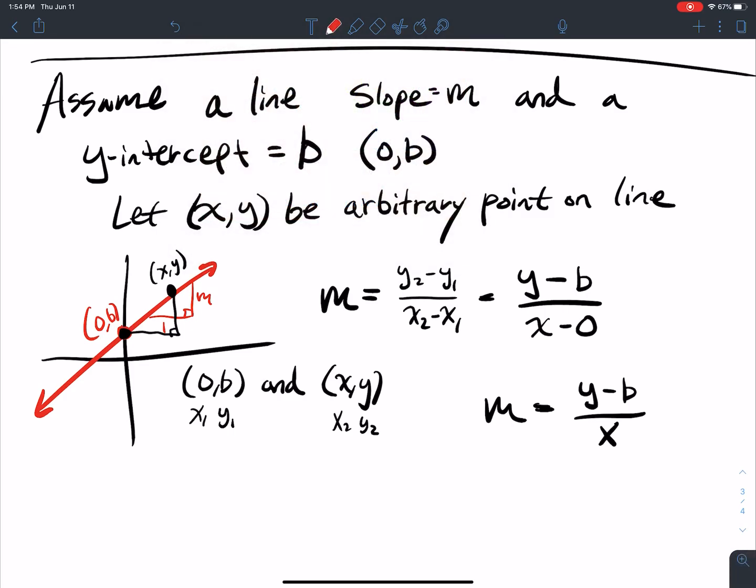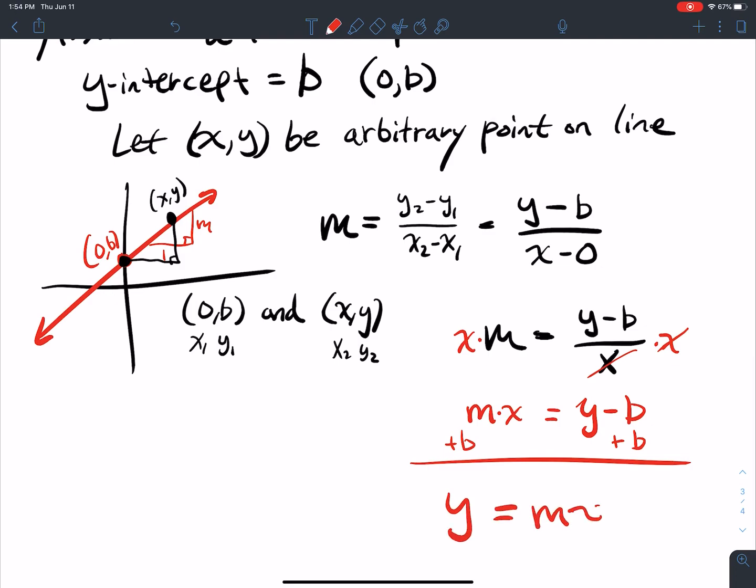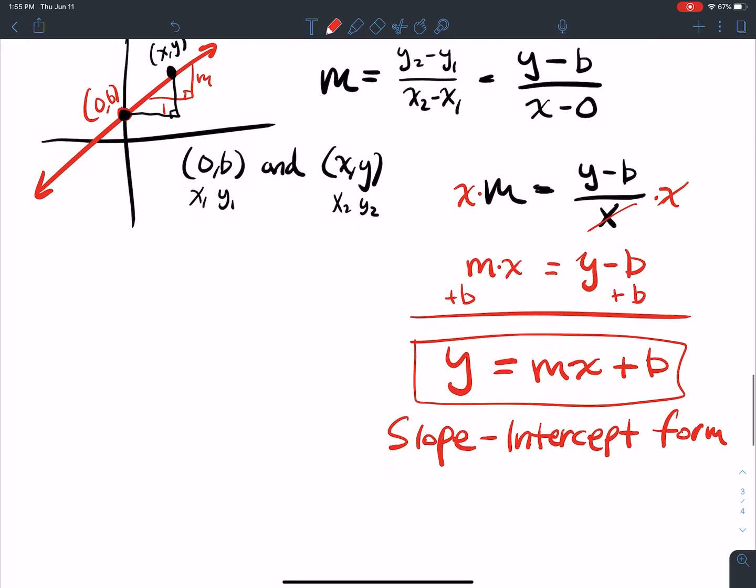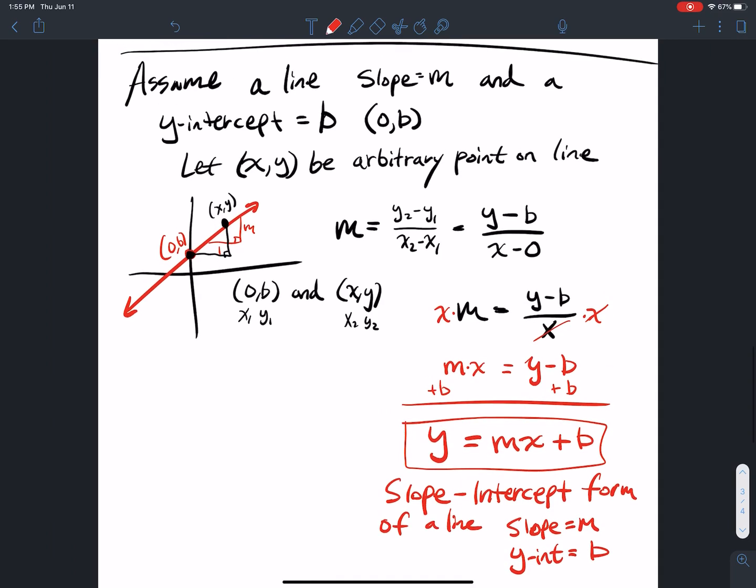To solve for y, I'm going to multiply both sides by x. So the x's cancel, so I have y minus b equals m times x. If I add b to both sides, I get the equation y equals mx plus b. This is the slope-intercept form of a line with slope equal to m and y-intercept equal to b. Okay, so that's how those formulas are given to you.